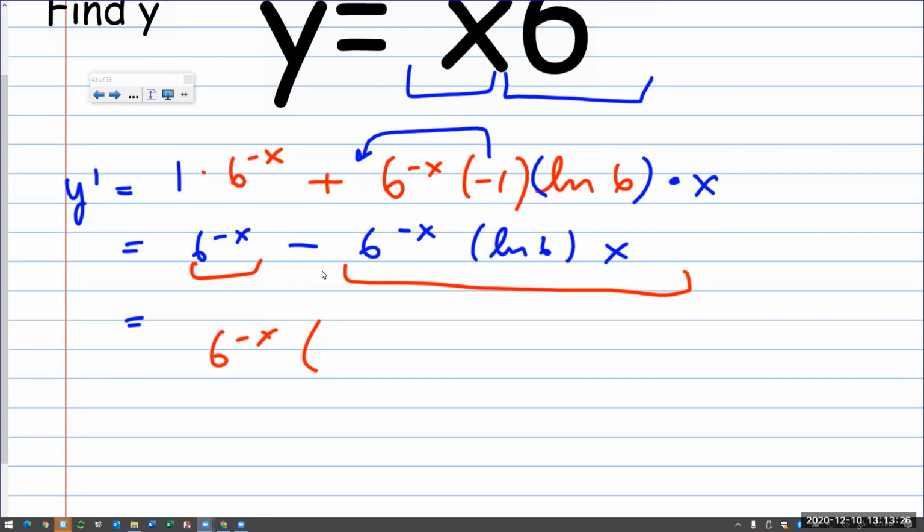And I'm not saying you have to, but if it's a multiple choice test and you don't see this on your multiple choice, if you pull out a 6 to the negative x here, you'll have a 1 left over. If you pull out a 6 to the negative x here, you'll have an ln of 6 times x left over. Do you guys see that? That could also possibly be an answer if it's multiple choice. Okay, so just watch out for algebraic manipulation. Okay, let's do another problem.